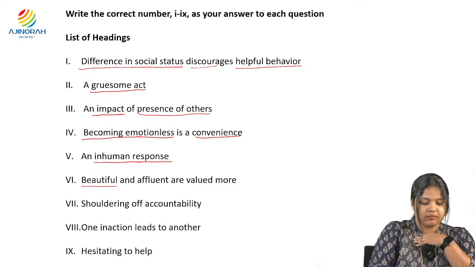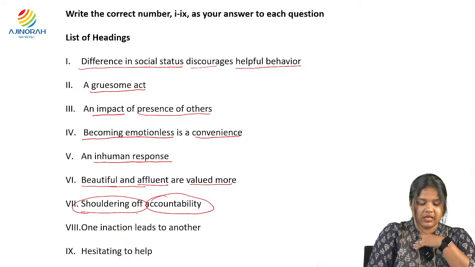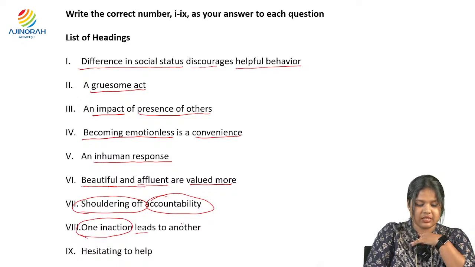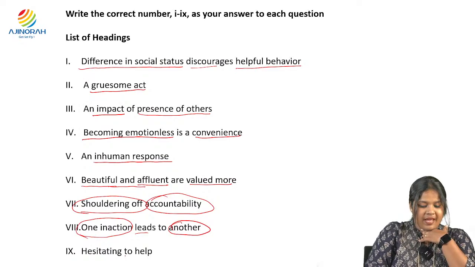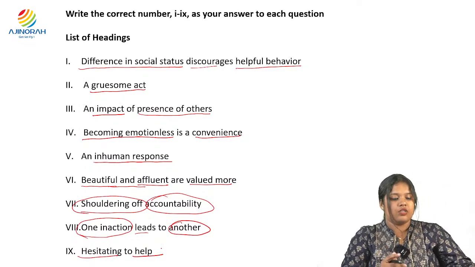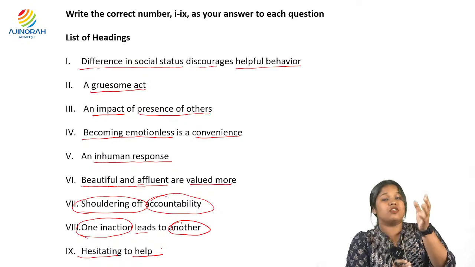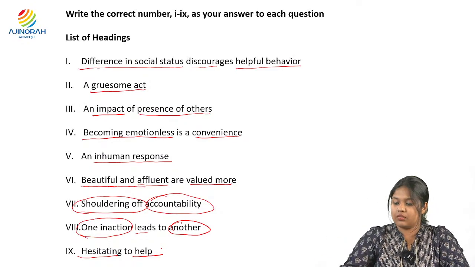So we have to underline beautiful and affluent, valued more. You could either draw a line or you could circle. Then comes shouldering off accountability. So shouldering off, accountability, these are the keywords in this heading. Then comes one inaction leads to another. Then comes hesitating to help. So these are the keywords that we are going to locate in the passage. So we'll go into the passage.